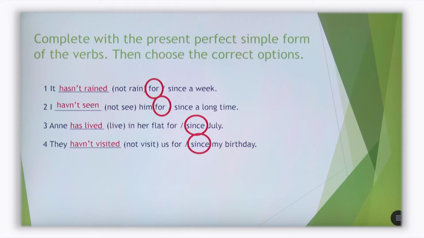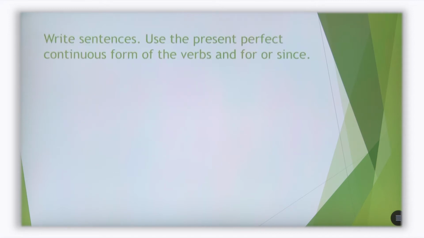So as we can see, we use for to describe a period of time, and we use since to describe a specific time in the past. Write sentences using the present perfect continuous form of the verbs and for or since. So we have the given words here. You're going to make a sentence by using these words and the present perfect continuous.